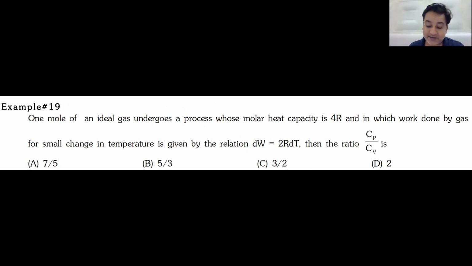1 mole of an ideal gas undergoes a process where molar heat capacity is 4R. These are the type of questions given in JEE. And in which work done by a gas for a small change in temperature is given by the relation dW is 2R dT. What is the ratio of Cp by Cv? So gamma is what you need to find out. You have 2 minutes to think about this. I'll give you time. If you can do this, well done.